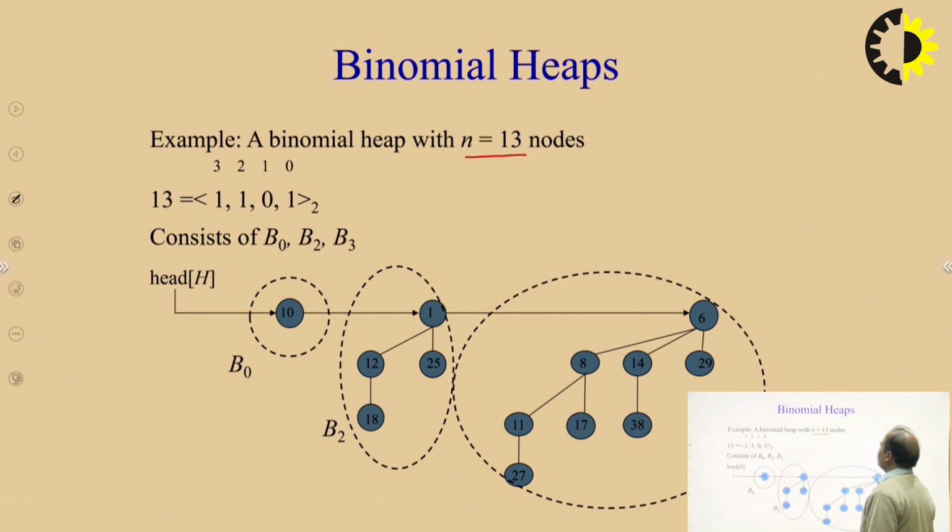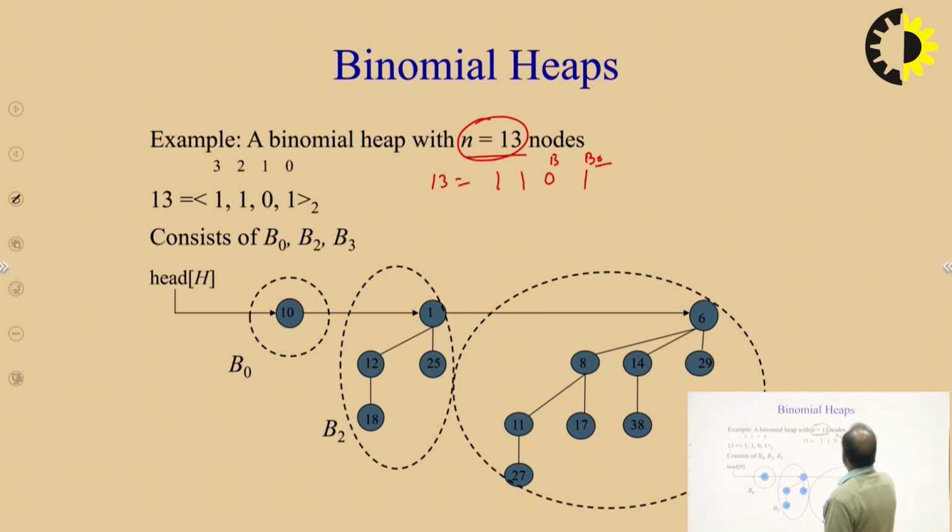So consider a binomial heap with n equal to 13. There is logic behind this. The binary representation of 13 is 1101. Its meaning is that if you have 13 nodes in a binomial heap, B0 is present, B1 is absent, B2 is present and B3 is present, right?